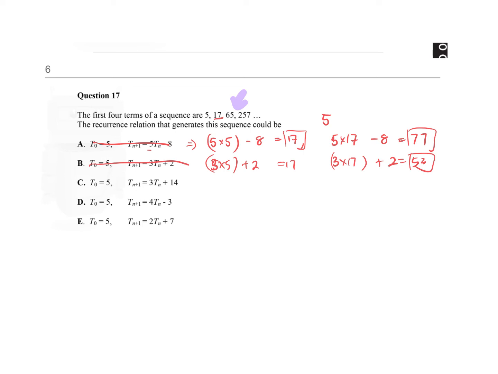D? Let's have a look. So we're going to say 4 times 5 minus 3, that equals 17. Then 4 times 17, which is, what's 4 times 17? And then minus 3 is 65. So that one works. And does the last one work? What's 4 times 65 minus 3? 257. Okay, so this one ends up being D. You just have to check them.